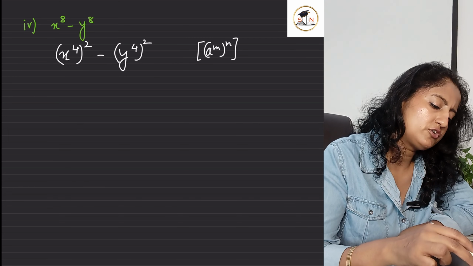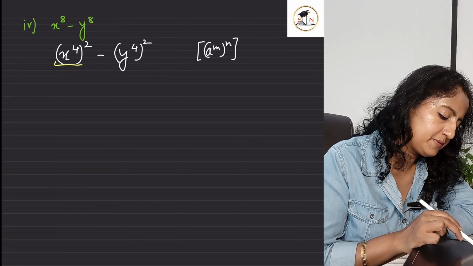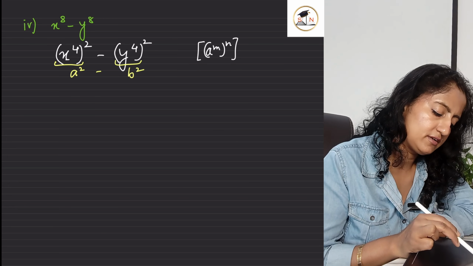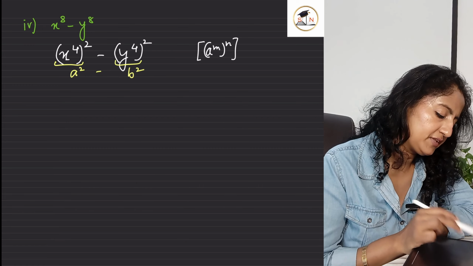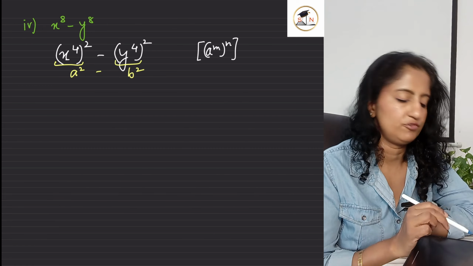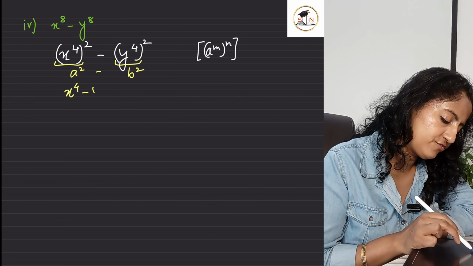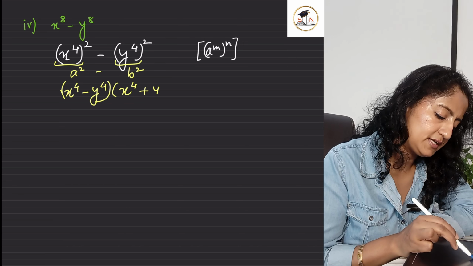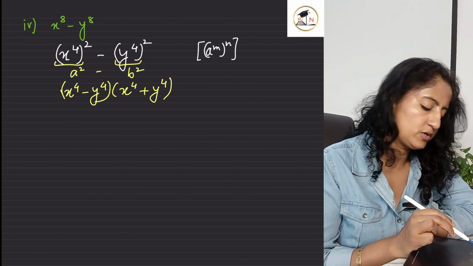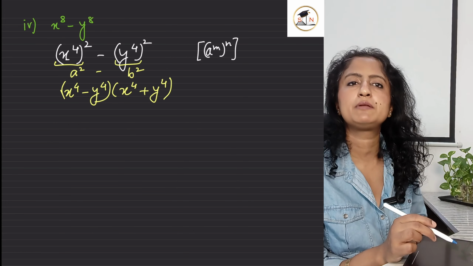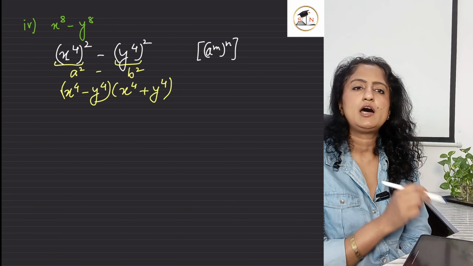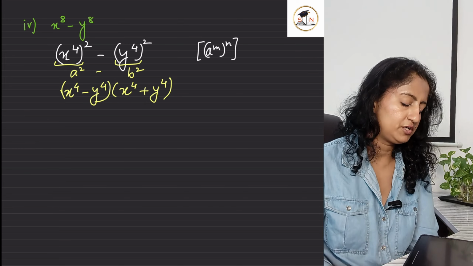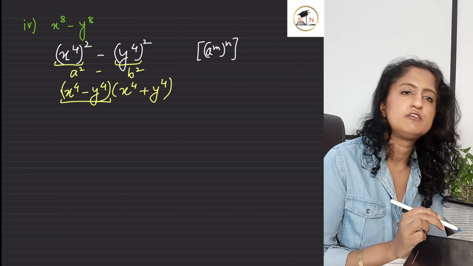Now I am sure you must have realized that it appears to be a square minus b square, where your a is x to the power 4, your b is y to the power 4, right? So we get x to the power 4 minus y to the power 4 into x to the power 4 plus y to the power 4, because what we did was a minus b into a plus b. So tell me now, are we done with this question here? No, we are not done, because it can be factorized further.